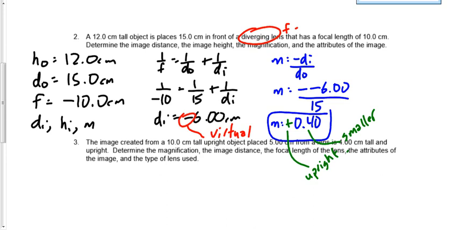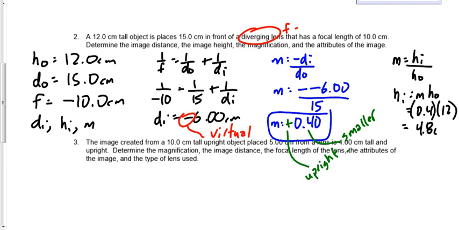Finally, we're solving for HI here. M is equal to HI over HO. HI is M times HO. So we're going to say 0.4 times my object height. How tall the object is, 12 centimeters. 0.4 times 12 is 4.8 centimeters.